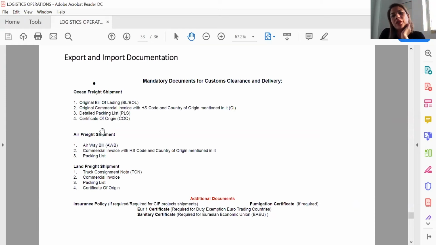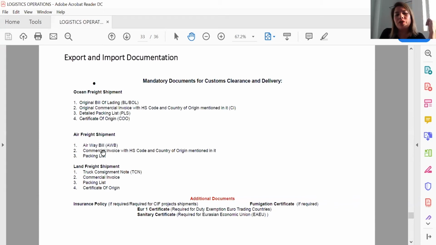Certificate of origin. Without the original certificate of origin, it will not be cleared. You will have to pay a 1,090 deposit. If you don't give the COO original within 30 days, you will forfeit that fee. It will go to Dubai Customs if your shipment is for Dubai. Air freight shipment: airway bill, AWB, commercial invoice with HS code and the country of origin mentioned in there. Packing list. For air freight, there's no need for certificate of origin, but sometimes if you're willing to provide, there's no problem.